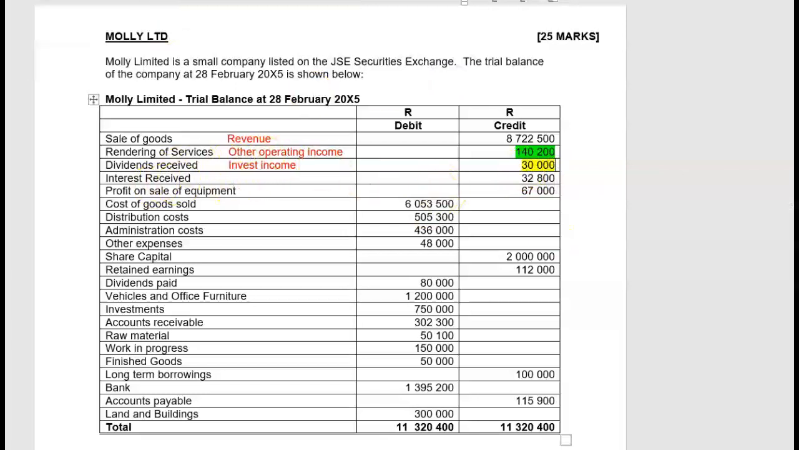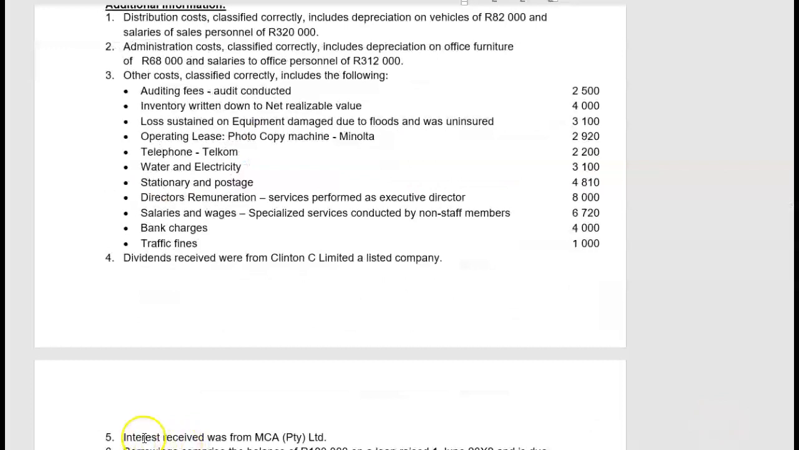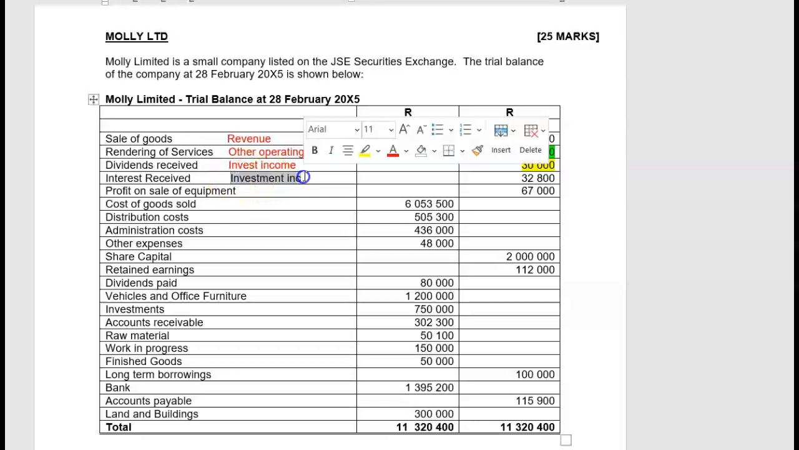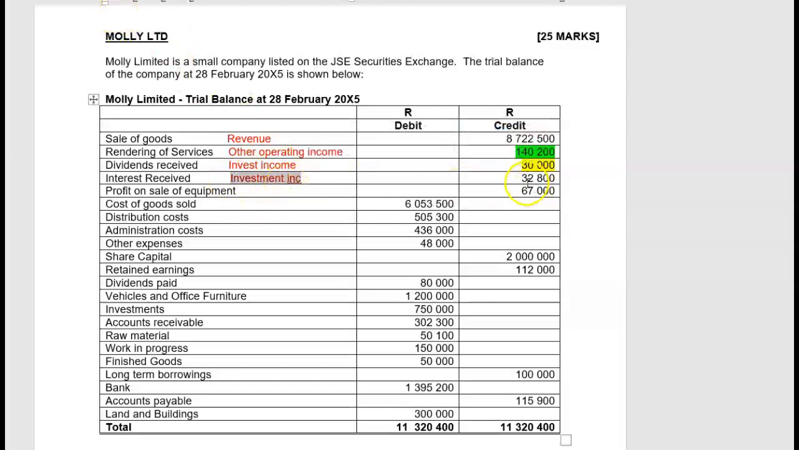Right. Interest received. Now we have number 5. Interest received was received from MCA Pty Limited. Now a Pty Limited is the indication it's a private company. A private company cannot be a listed company, but I can have an investment in a private company. And that would also be investment income. So investment income then has 2 legs, one being out of listed shares and one out of unlisted shares.